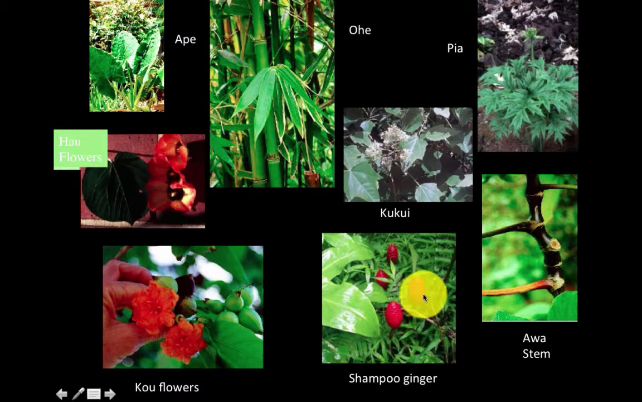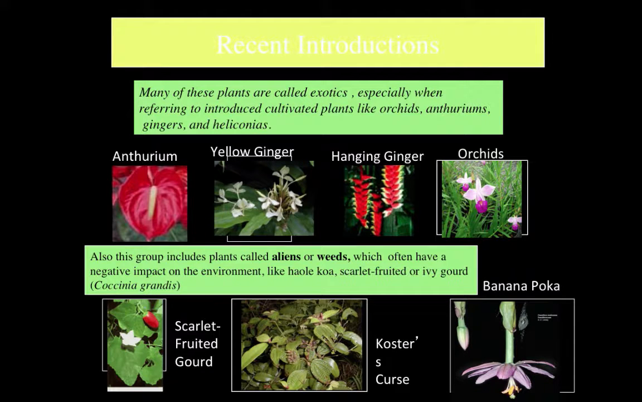Shampoo ginger, you can squeeze the flowers and it has a liquidy substance that you can use to wash your hair. Kukui nut or candlenut. This is an important species because the oil of the nut is used to make fire. And there are hau flowers, and of course kalo and uala or sweet potato are also canoe plants introduced by Polynesians.